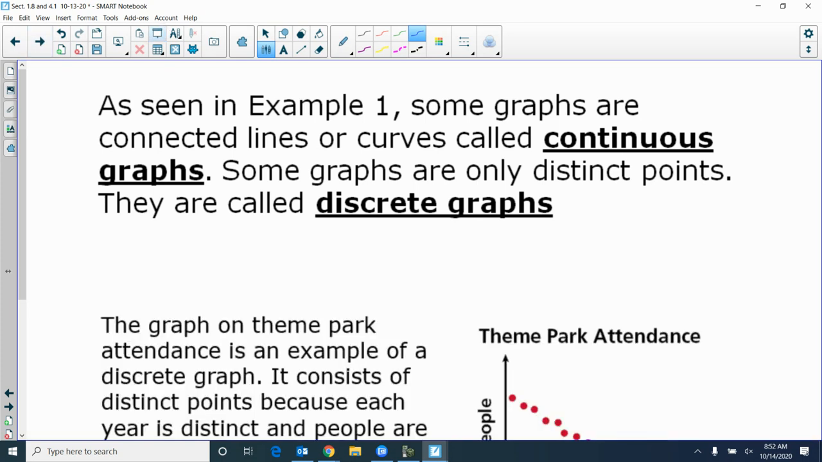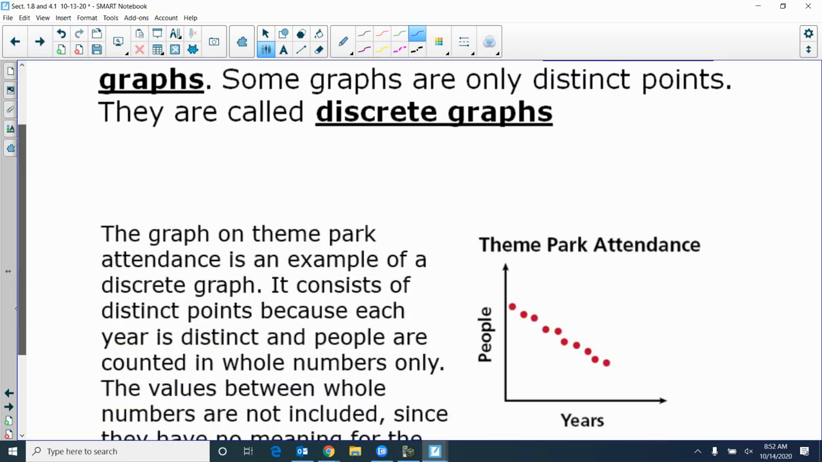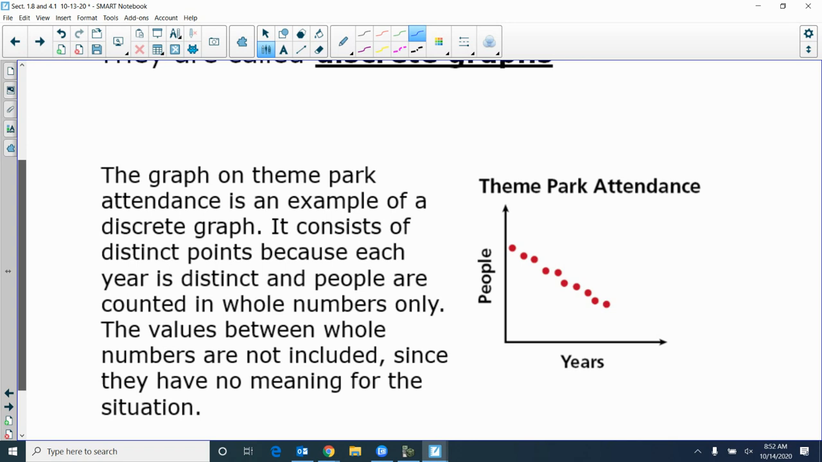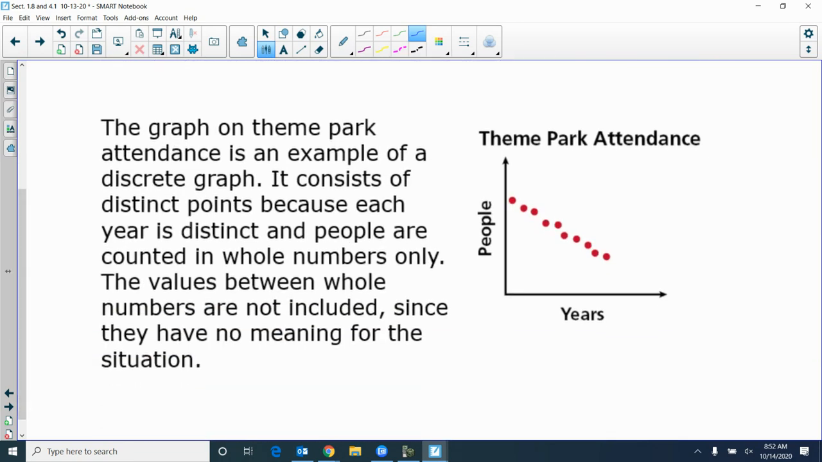So there is a difference between the two. The number of people in the class each day would be discrete, because you can't measure it at any moment. Your temperature, boom, we can take it, and it is going to be different from the previous moment. Theme park attendance would be discrete.